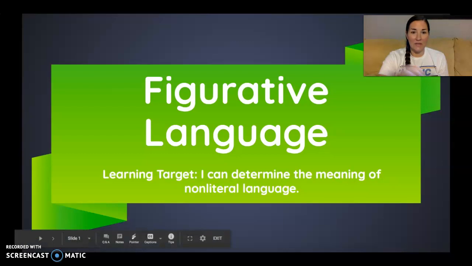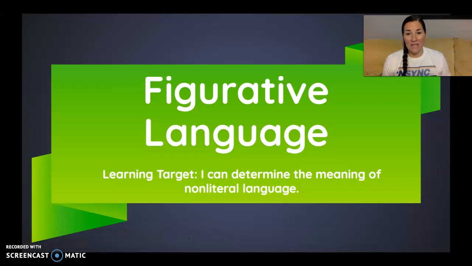So today we are going to learn about figurative language and how we can use that to help us better understand what we're reading. So let's get to it. Figurative language is what we're focusing on today, and our learning target today is I can determine the meaning of non-literal language. So that means figurative language.